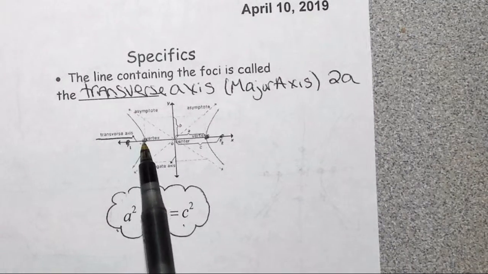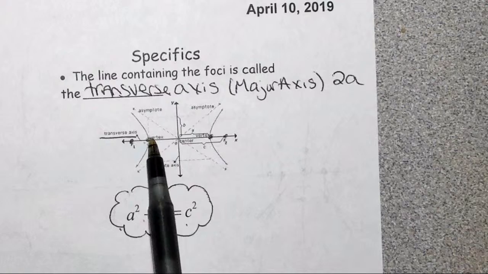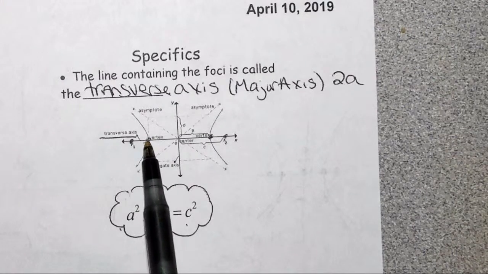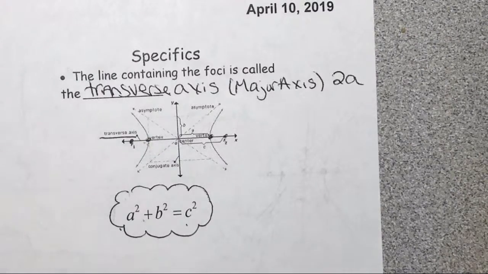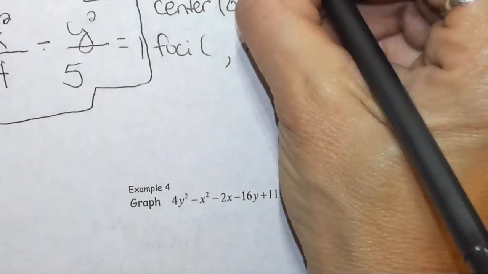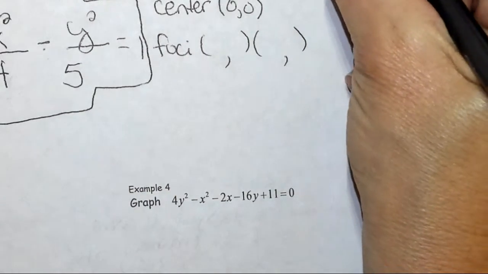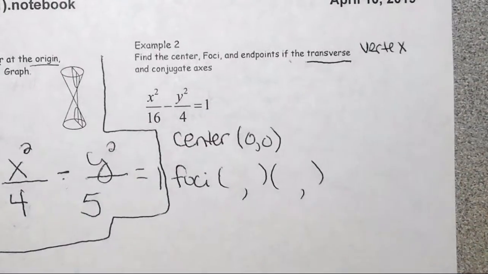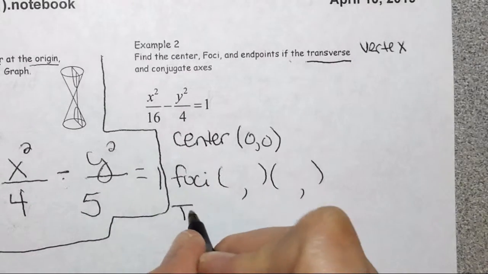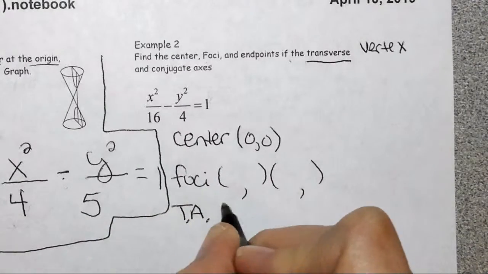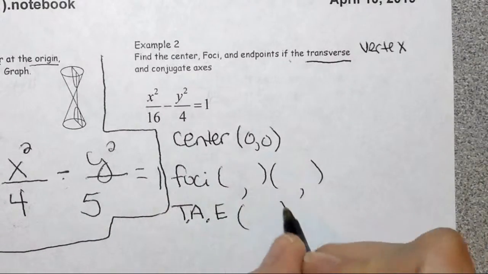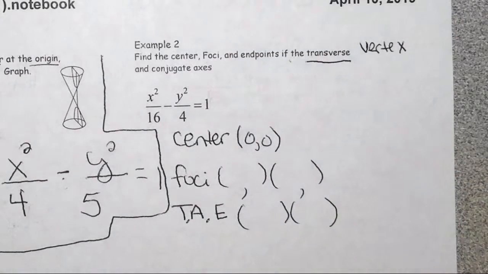All right, well, let's think back to what we did earlier. I said from here to here was the transverse axis. So when they ask me for the endpoints of the transverse, what are they really asking me for? The vertex. When they're asking you for the endpoints of the transverse, they're really asking you for the vertex. They're just trying to be fancy. I'm going to abbreviate. I'm going to write transverse axis endpoints, and I'm going to have 2. And I know they're going to be my vertex.